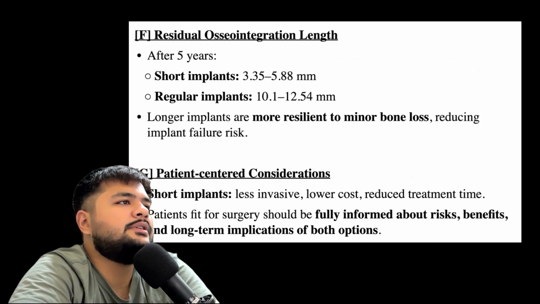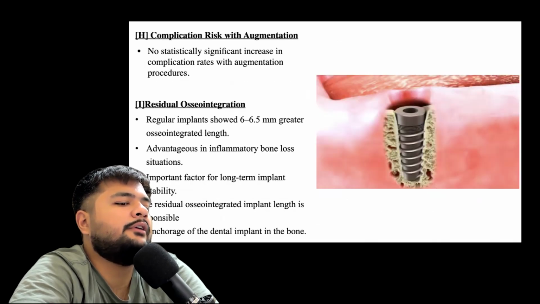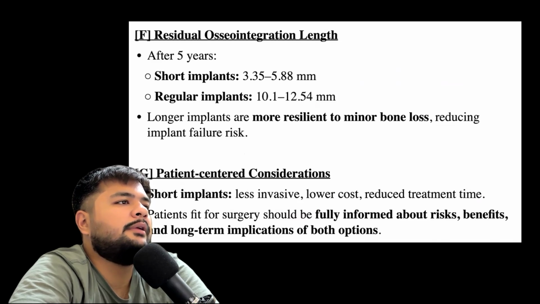Then coming to the residual osseointegration length: after 5 years, short implants had a residual osseointegration length of 3.35 to 5.88 mm. The regular implants had 10.1 to 12.54 mm. Longer implants are more resilient to minor bone loss, reducing implant failure risk.